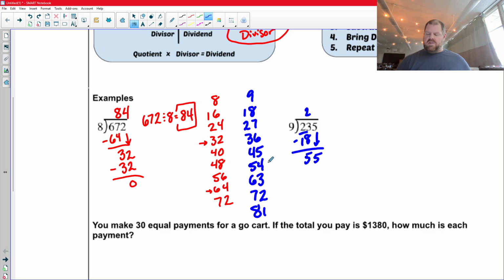55, the number that's smaller or equal to 55 is 54, which is 6 times 9. And that's 54. We subtract, and we get a remainder of 1. There is another way to deal with remainders, and that would be to go into decimals.